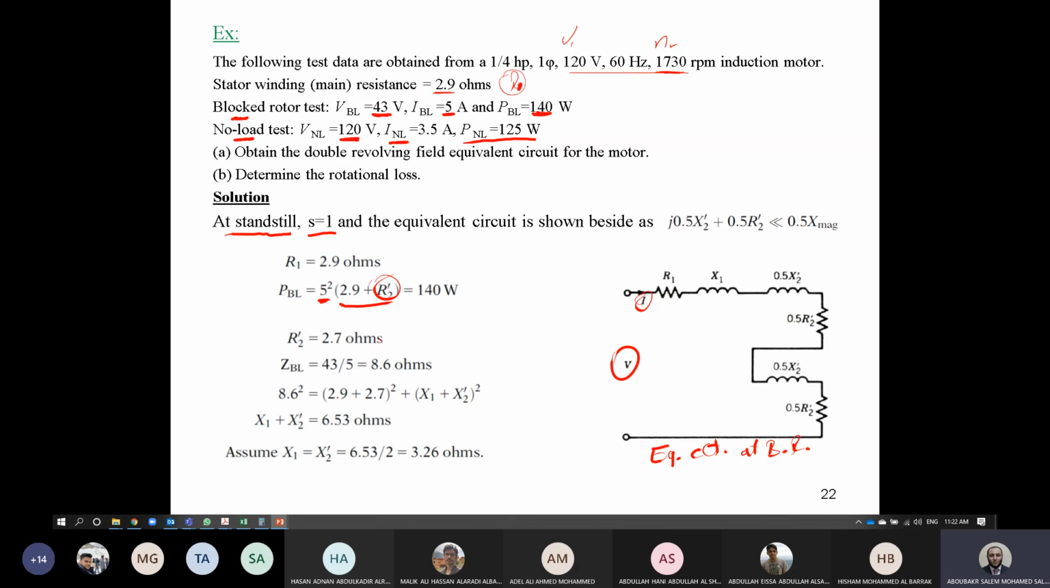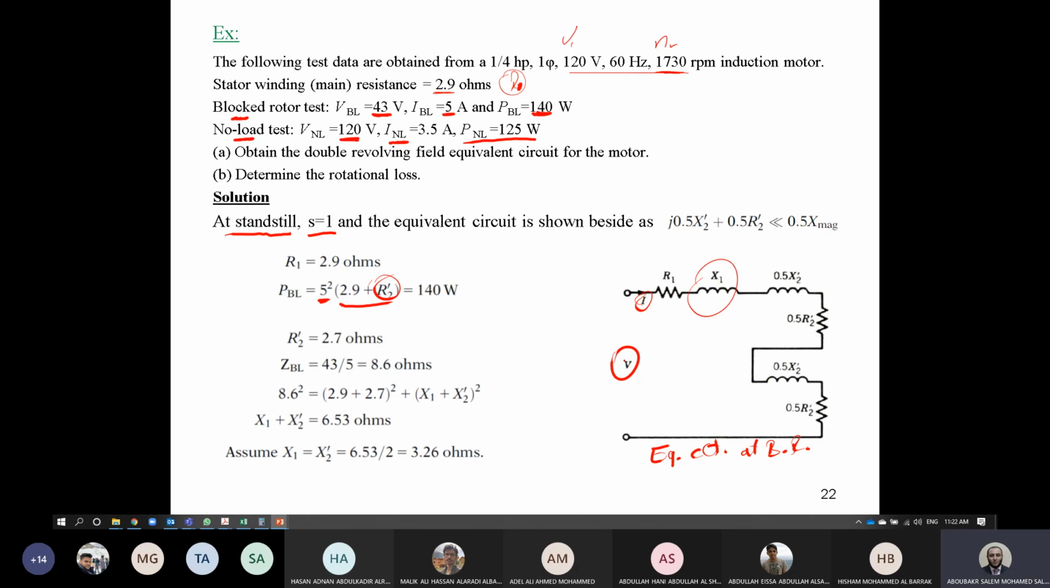Right, good. Now we could obtain the real part of the impedance. We need to obtain the imaginary part, which is X1 plus 0.5 X2 prime plus 0.5 X2 prime, so it's X2 prime. So the total reactance now will be X1 plus X2 prime.